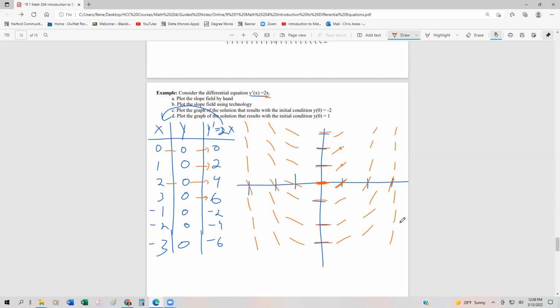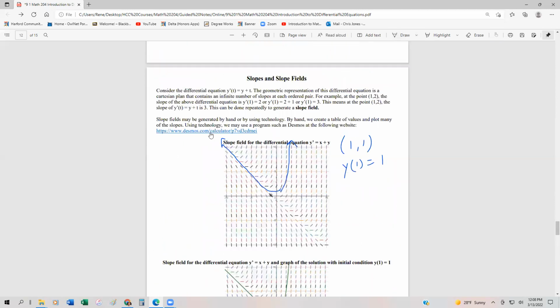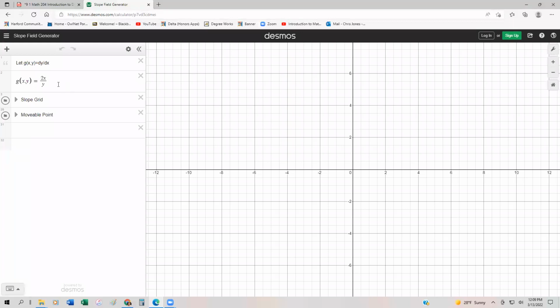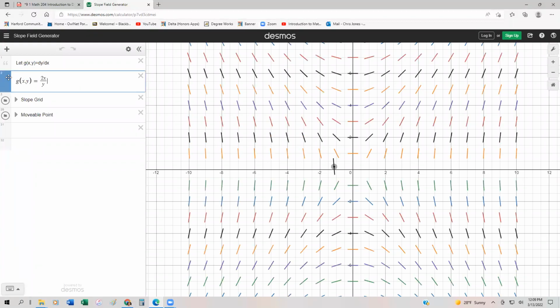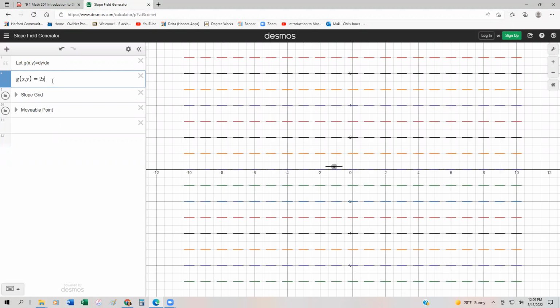Now, let's see what Desmos gives us. Okay, so what I'm going to do is I'm going to copy this link and I'm going to paste it right into my URL. All right. And to work with Desmos, just go over here to line 2, and you're going to replace this function with the function that we're working with, which is going to be 2x.